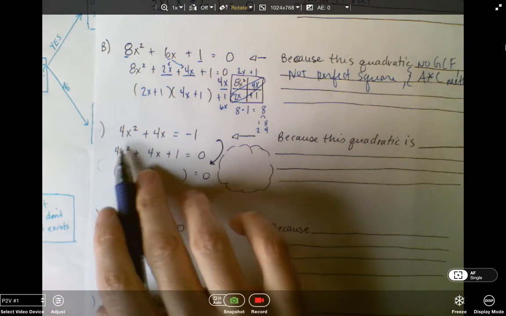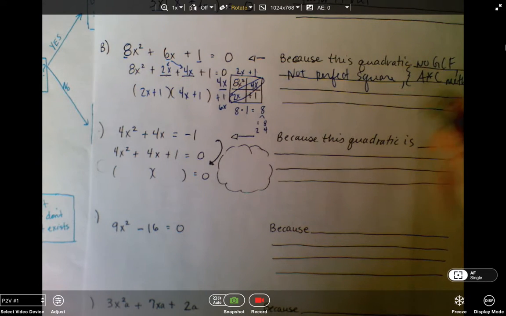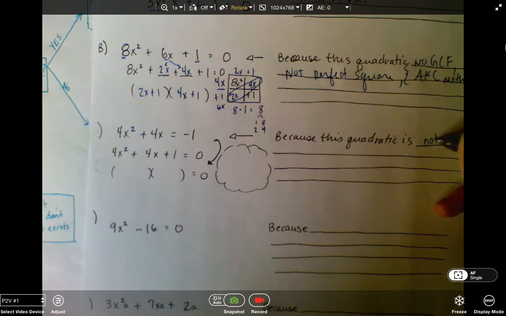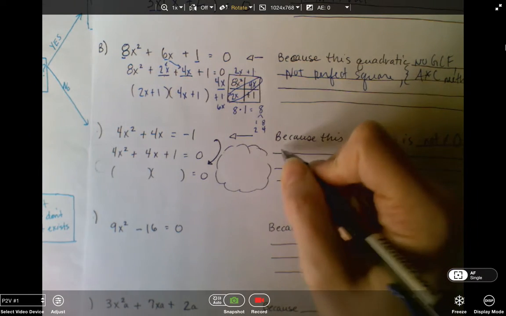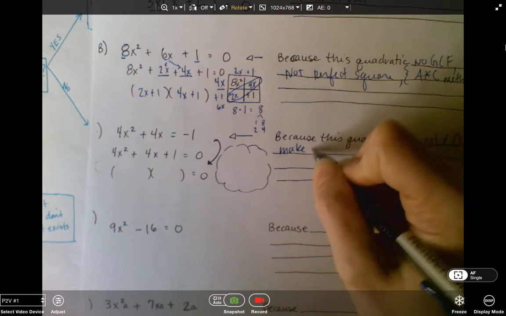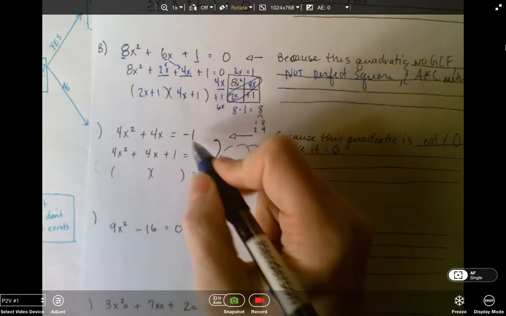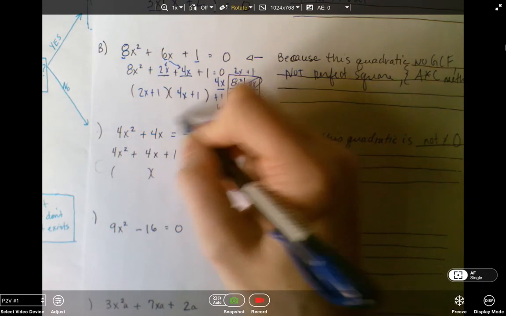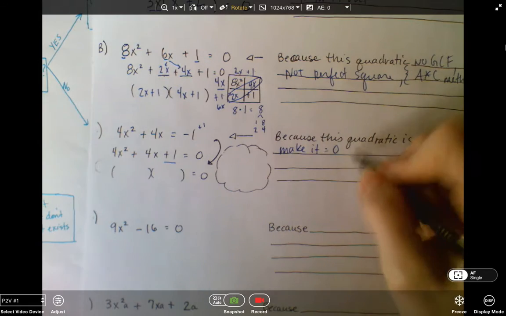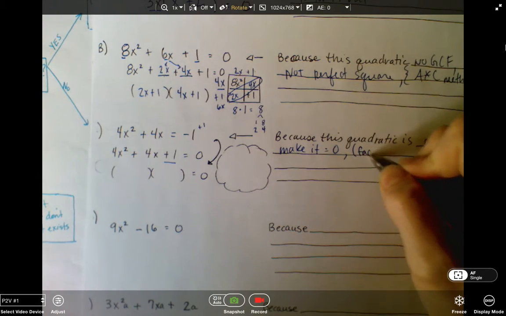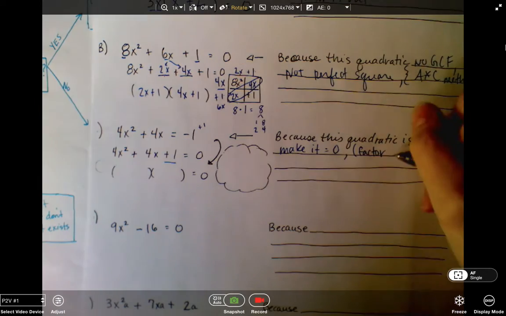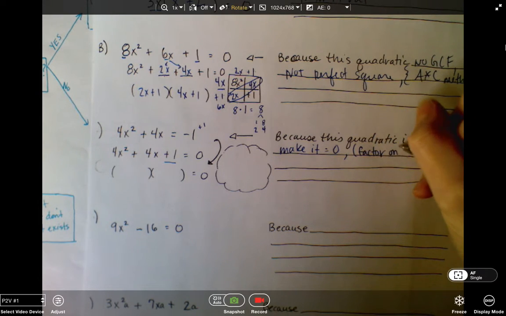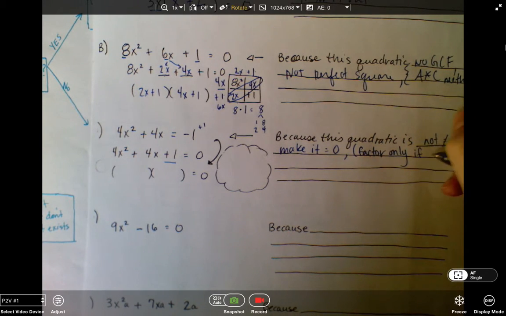Okay. Here we have a quadratic, and it's not equal to 0. So we make it equal 0. And we're going to do that by adding this term over to the other side, because I can't factor unless it equals 0.